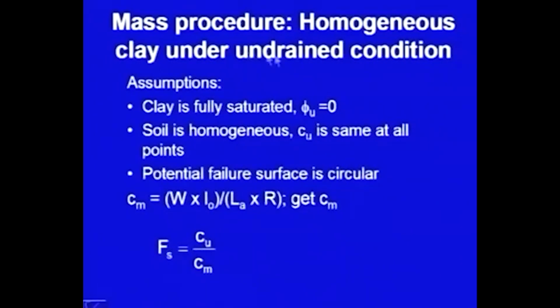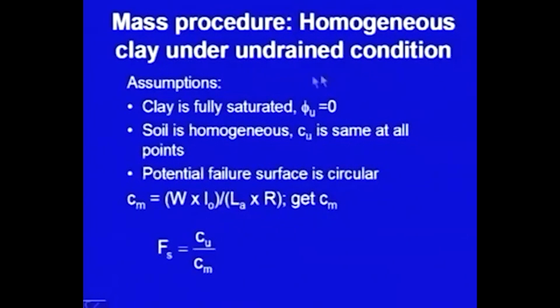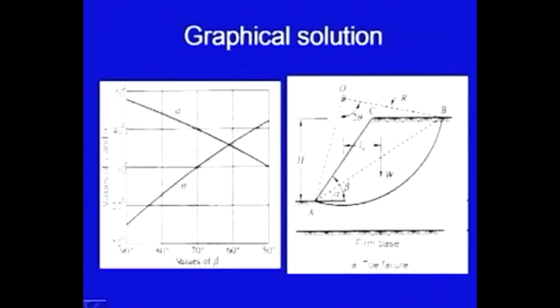In the mass procedure we had taken the first case. It was homogeneous clay under undrained condition. The slope was having clay which is assumed to be fully saturated, that means phi u was 0. Soil was assumed to be homogeneous. Cu was the same at all the points on the failure surface, and the potential failure surface was assumed to be circular. The method of analysis included finding out the moments which are trying to rotate this slide.